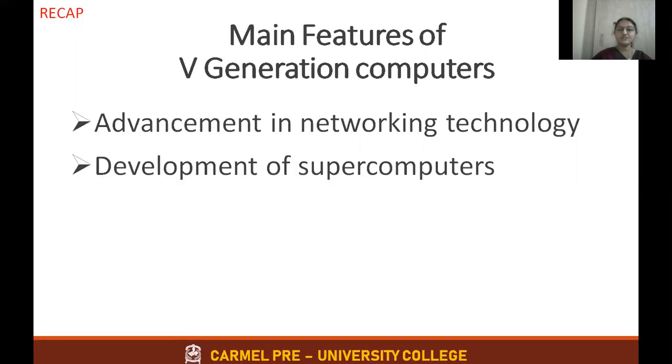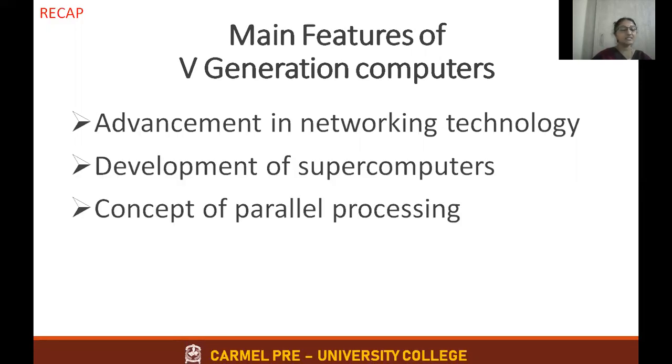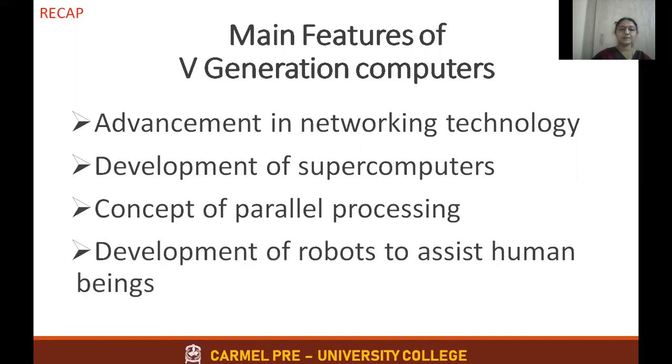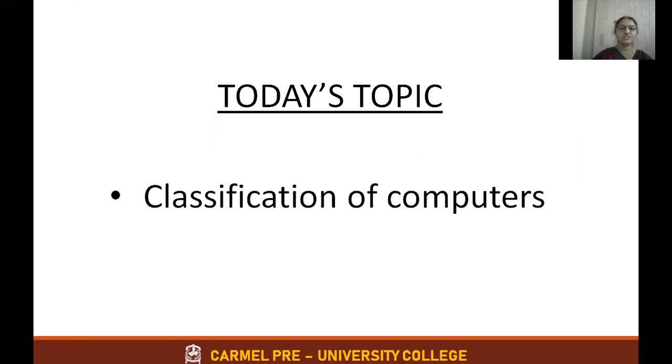Then development of supercomputers, which are very high speed computers. Then the concept of parallel processing. Parallel processing means the microprocessor is able to perform many tasks simultaneously. That is called parallel processing. Development of robots to assist human beings. So these are the features of fifth generation computers.